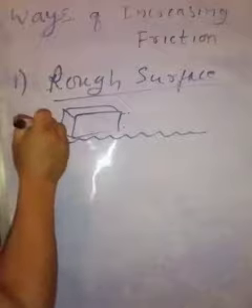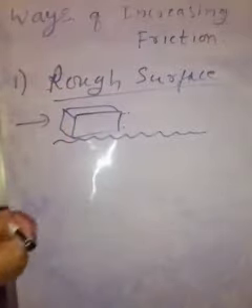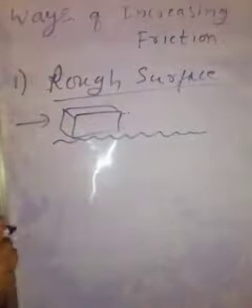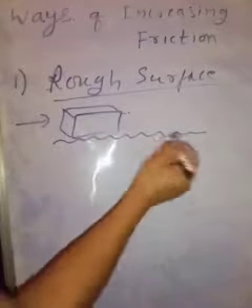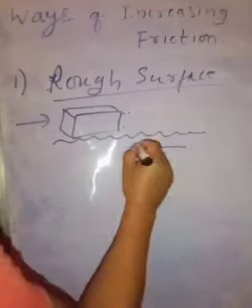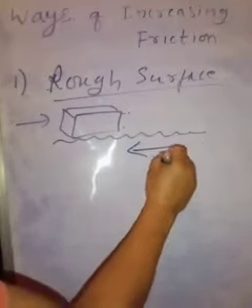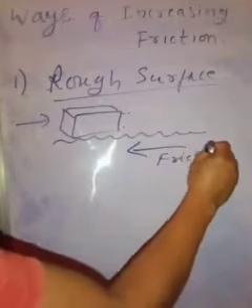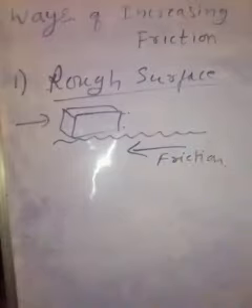If you push from this direction, it will be much more difficult to slide on this. That means now if the surface is rough, friction will be increased. Friction will act on this ground in the opposite direction. This was number one: a rough surface creates a very large amount of frictional force.